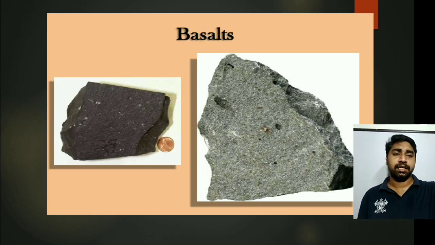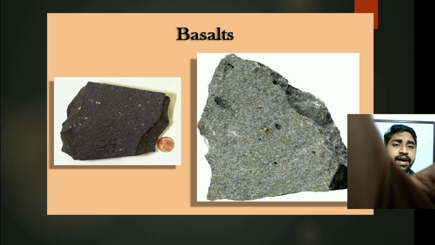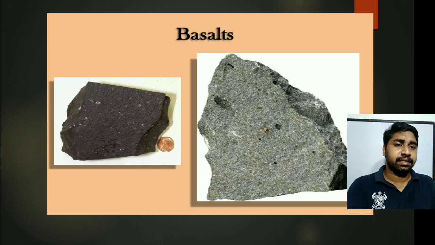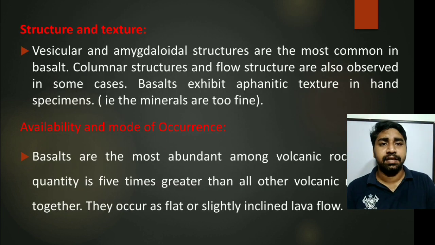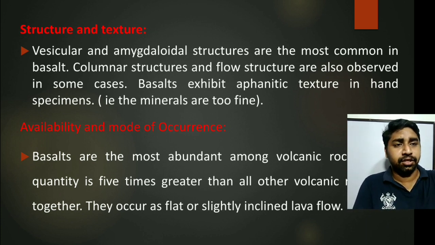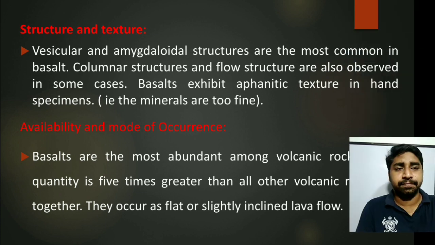So here you can see images related to this basalt. You can see fine grain texture with vesicles. Vesicular texture is available with this basalt. So that is what we are discussing now. What is the structure and texture?